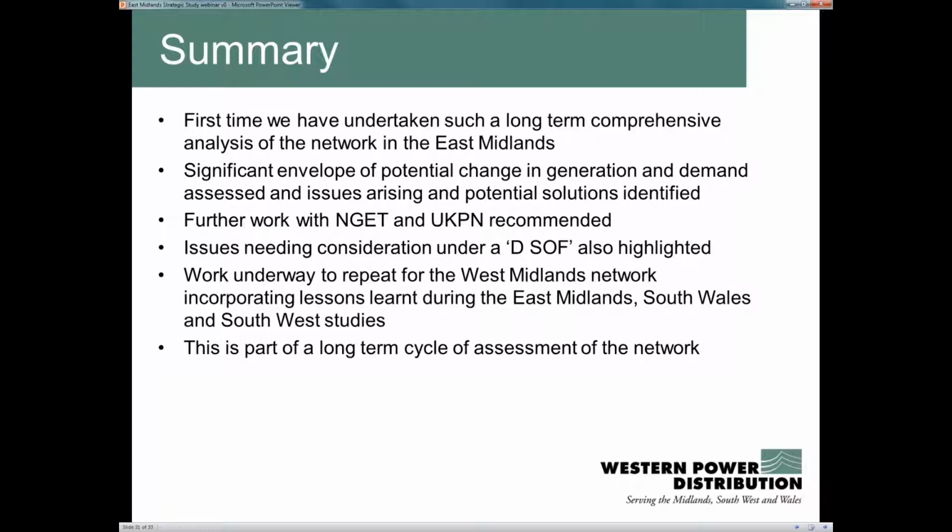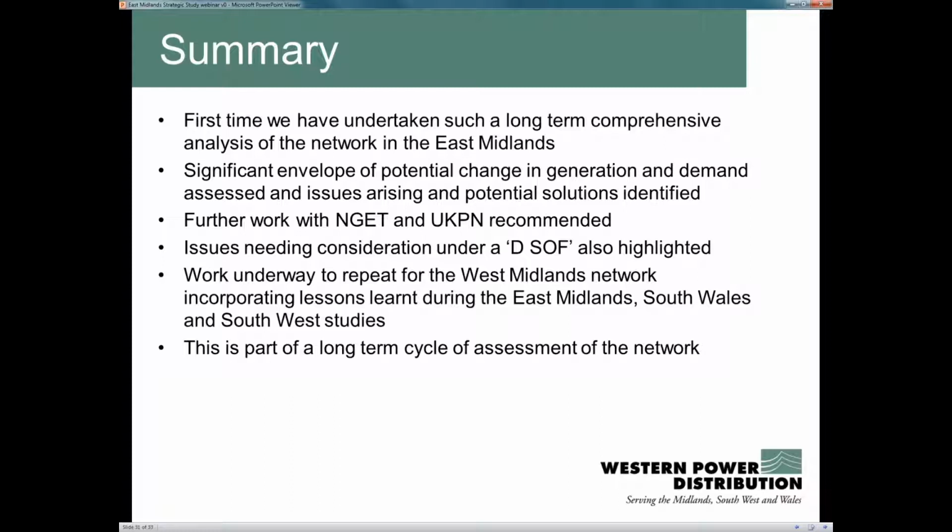We've identified that there's further work with National Grid and with adjacent network operators, and so we'll be continuing to progress that and making sure that we're doing it in a coordinated and cooperative fashion. We've highlighted a number of issues under our DSOF, and as I say, this will be published in the third quarter of 2017. So I definitely invite people to take a look when that comes out.